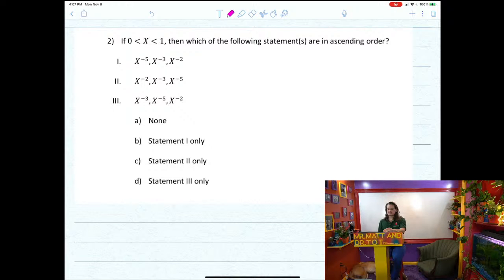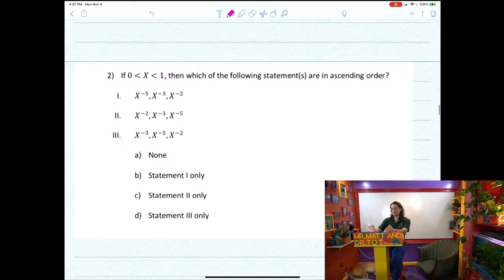Okay, so if we got stuck on this problem, you could definitely just pick a value that is suitable for x, meaning that it's in between 0 and 1. So for example, maybe 1/2. And then just evaluate to see which is the smallest and which is the greatest. You want to go in ascending order, so we're going up. That means you want least to greatest.